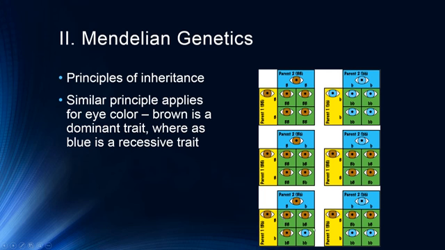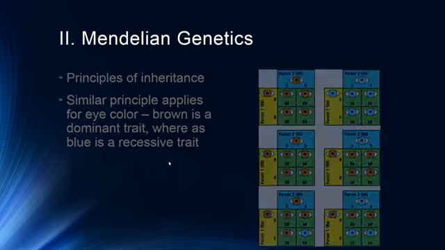That's when you'll end up with blue-eyed offspring. So this is how dominant and recessive traits work together.